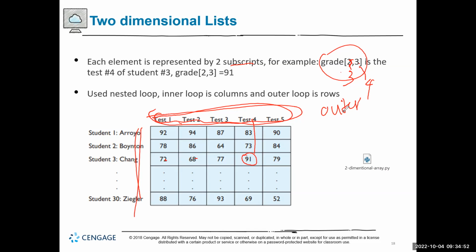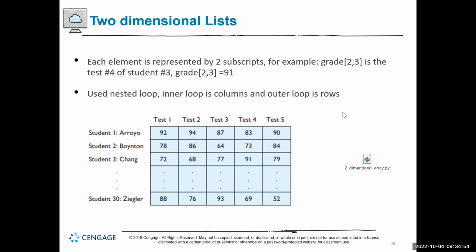Okay, so basically for this one, when we work with a two-dimensional array, you have to work with the nested loop. The outer loop is a row, and the inner loop is a column.